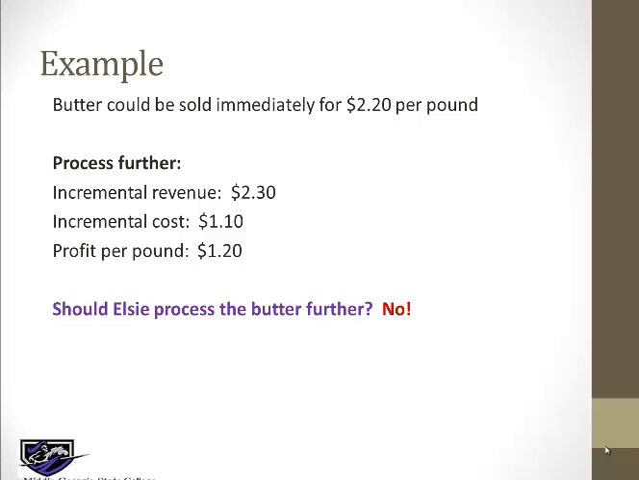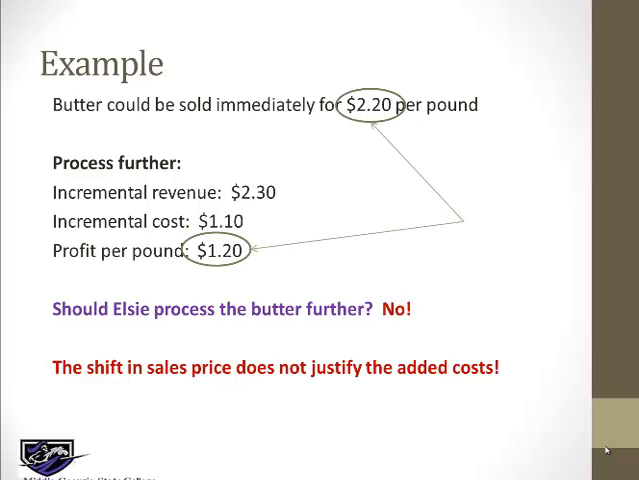Well, if you turn it into honey butter, you can get $2.30, but it's going to cost you $1.10 in honey to do it. So the profit per pound is only going to be $1.20. So that's worse than just selling it as straight butter. So they shouldn't process the butter further, because the shift in sales price is 10 cents and it would cost them $1.10 to get that new price. So it does not justify it. So the honey butter, if there was a shift in the market and all of a sudden honey butter was hot and you could sell it for $5 a pound, things would be different. But at this particular price, it's not attractive.